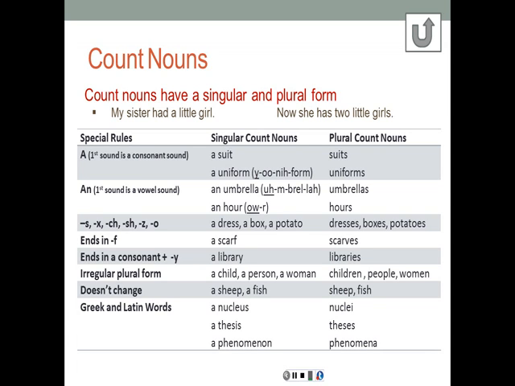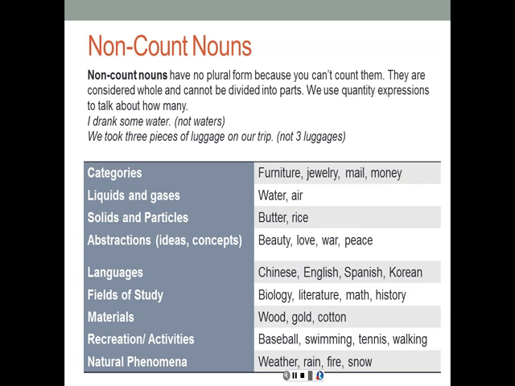Be warned, there are a number of nouns in English that have an irregular plural form, especially if the word originated from Latin or Greek. Review the spelling and plural endings for regular and irregular nouns. There are different article, quantity expression, and subject-verb agreement rules for count and non-count nouns, so it's important to be able to identify whether a noun is countable or not. Here are some examples of non-count nouns, or nouns that don't have a singular or plural form. Pause the video and study the examples.